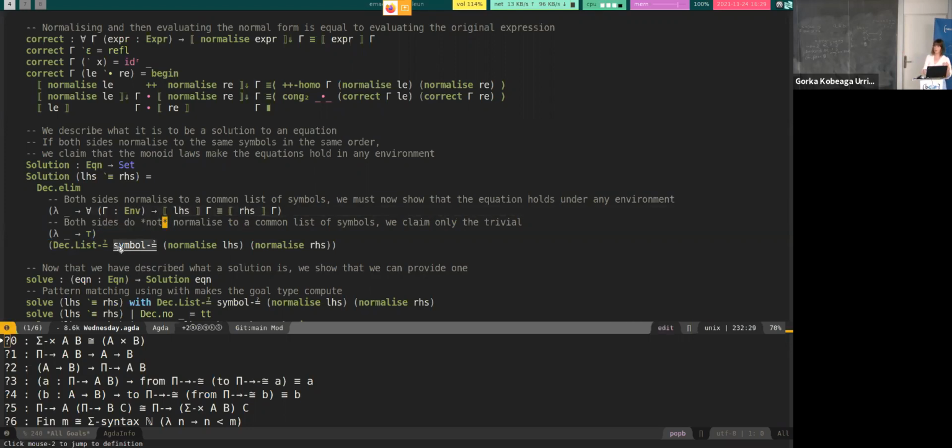So this is the type of our solution, and I guess this is where dependent types come in. This solution thing is going to take in an equation and give back a type. If the equation has two things that normalize to the same thing, the type it gives back is a guarantee that they evaluate to the same thing under any context. But if they don't normalize to the same thing, it is going to give the trivial type back.